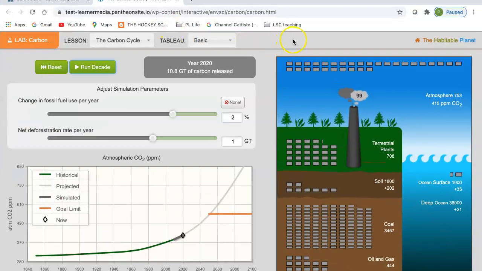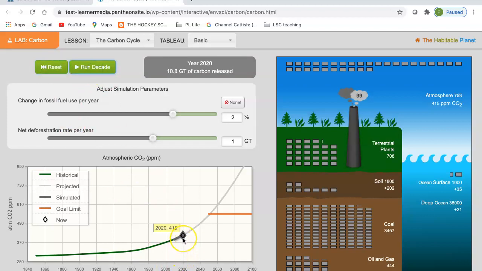I believe some of you are a little bit confused about how to do the simulation. Okay, let's say you use 2% as changing fossil fuel per year. If you use 2.5% as I originally posted, that's fine. And 1 GT net deforestation rate per year. Okay, so this model actually, let's see. If we want to reset it, we just click this reset button and let's say run decade.